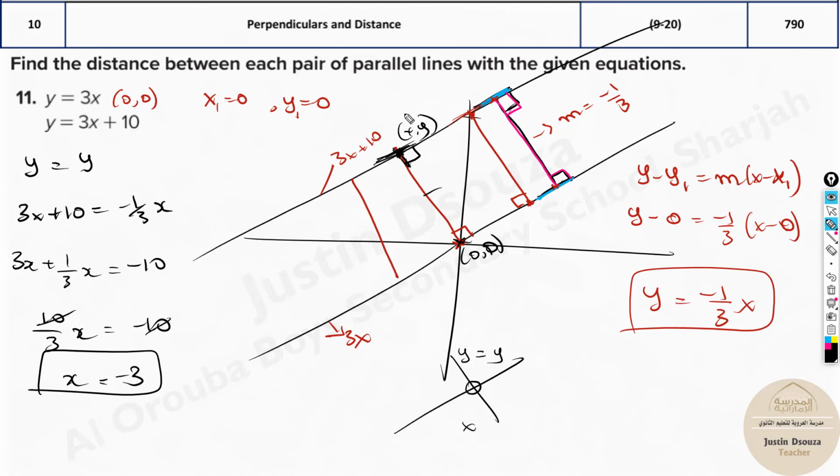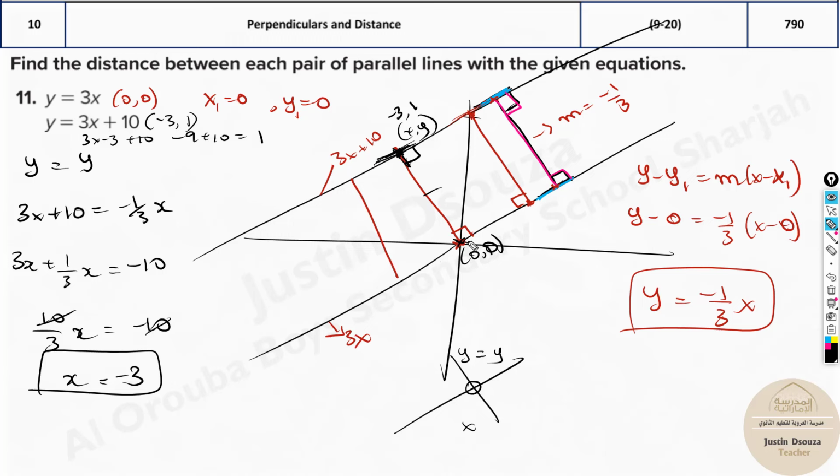So this point of intersection has x equal to minus 3. So what is the y value? Here, if you substitute x as minus 3, what do you get? It will be 3 times minus 3 plus 10. It will be negative 9 plus 10, that is 1. So your y value is 1. So the intersection point is negative 3 comma 1 for this particular equation. Second one, minus 3 and 1. The first one was 0, 0.